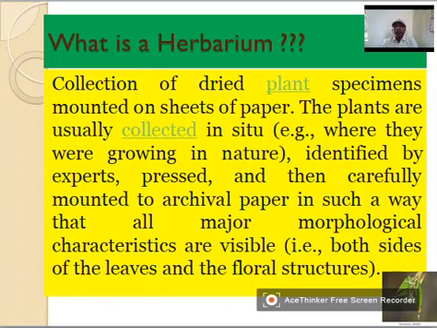Or a collection of dried plant specimens mounted on sheets of paper. The plants are usually collected in situ, meaning where they were growing in nature, and identified by experts, pressed, and then carefully mounted on archival paper in such a way that all major morphological characteristics are visible, that is, both sides of the leaves and the floral structures.